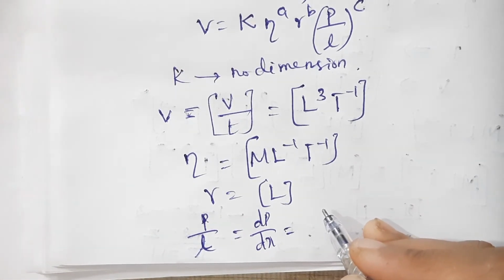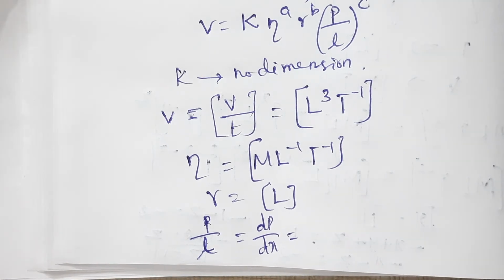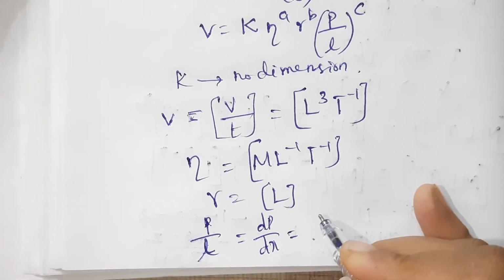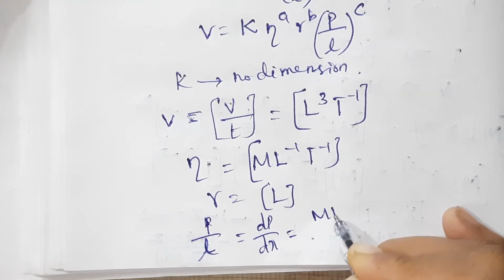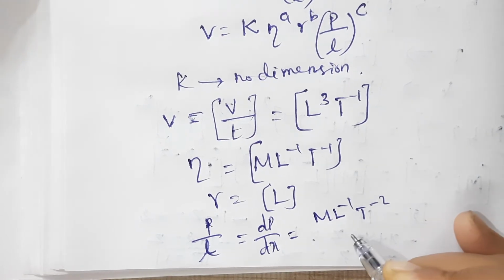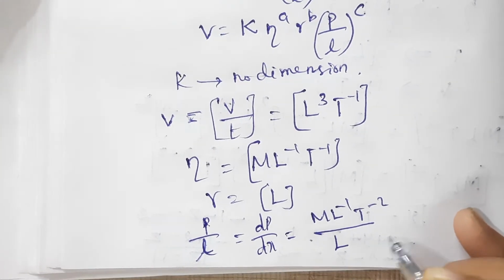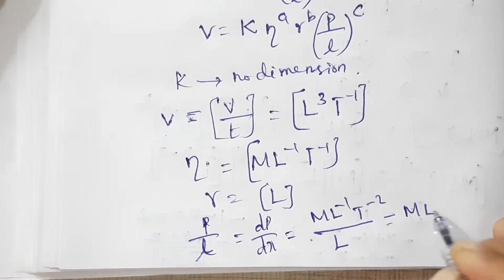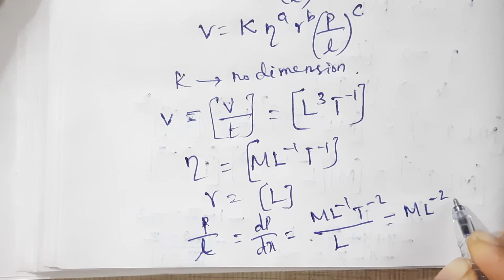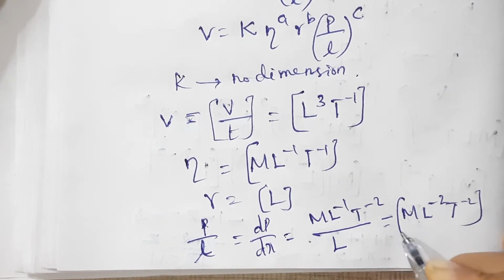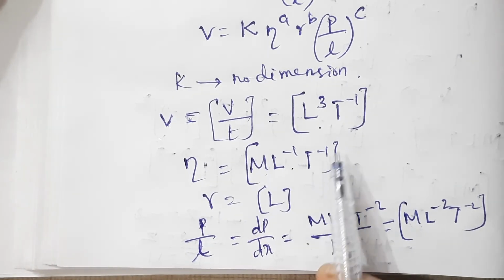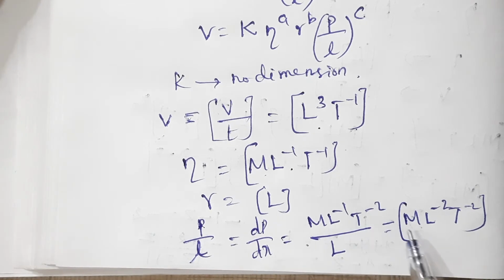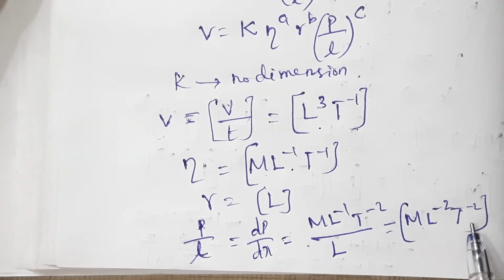The dimensional formula for pressure is M L power minus 1 T power minus 2, divided by the dimensional formula for distance, L. So we can write it as M L power minus 2 T power minus 2. So these are the dimensional formulas. For V, L cube T raised to minus 1. For eta, M L power minus 1 T power minus 1. For pressure gradient P by L, M L power minus 2 T power minus 2. Then R is L.